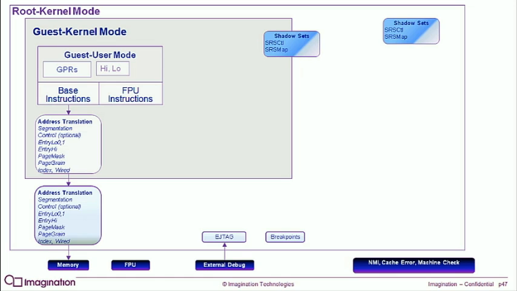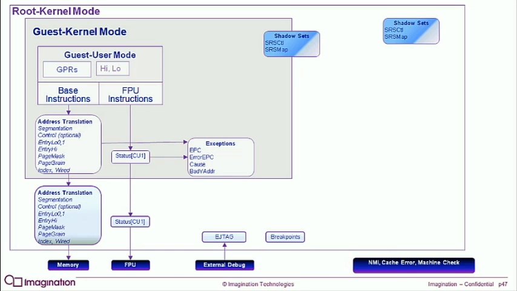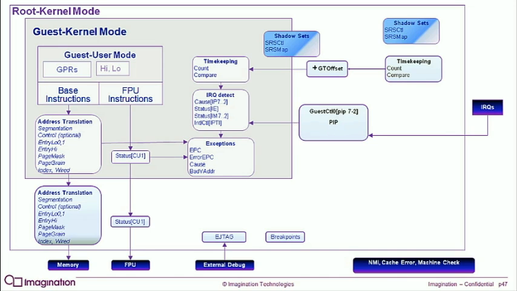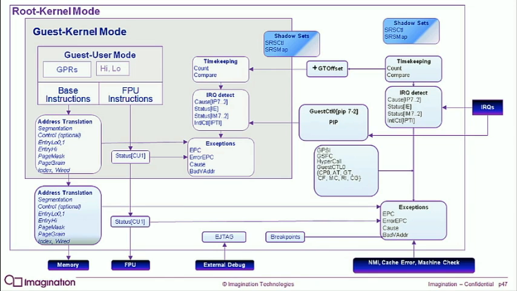Access to the FPU is first checked in the guest context and then in the root context. Exceptions detected by the guest context are handled in guest mode. Guest timekeeping and interrupts can be passed through by the root context so that the guest OS can handle them directly. Exceptions detected by the root context are handled in root mode by the hypervisor.